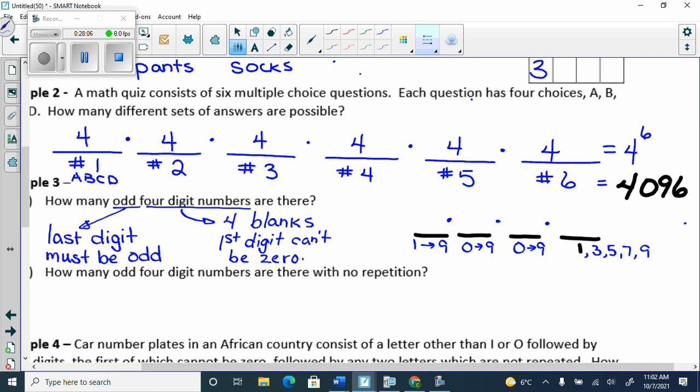So did I list all my options that I can have in each blank? Now I just have to list how many of those are above. So I have 1, 3, 5, 7, 9. How many options is that? 5. I can deal with the restrictions first. 1 to 9, how many options is that? It's 9. So I list a 9 above.